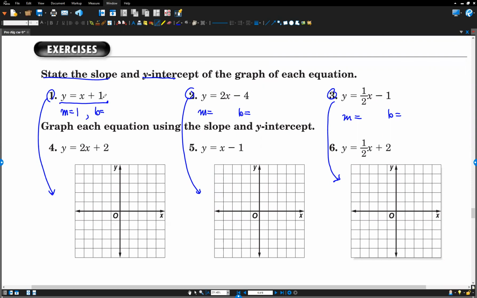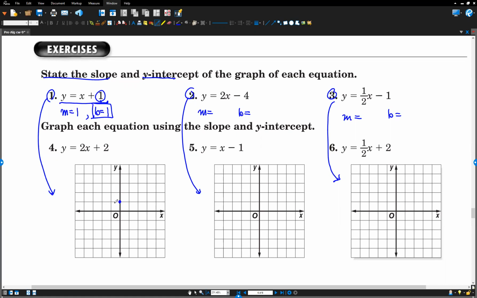What is the y-intercept over here? B equals 1 is the y-intercept. Okay, using this one, now make a graph. Where is the starting point? Y-intercept is 1 over here. This is our starting point.